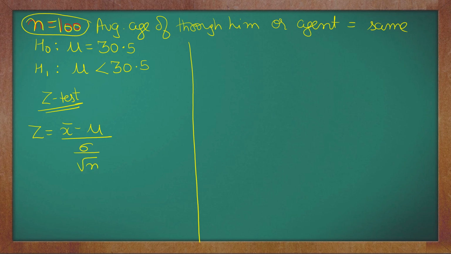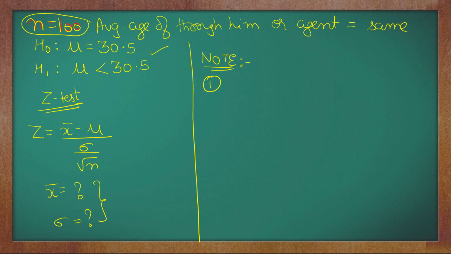Now, students, why is this question important? Tell me, is x bar given to you? Yes. Is mu given? Yes. Is sigma given? No. Two things are not given to me. So please make a note and remember this.